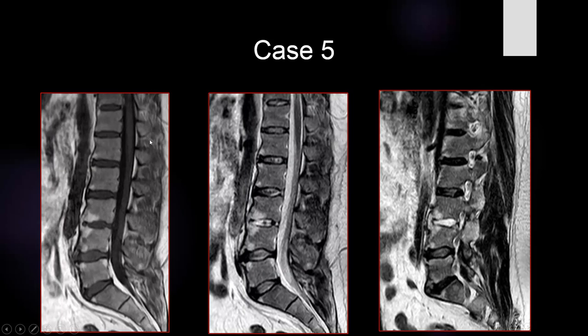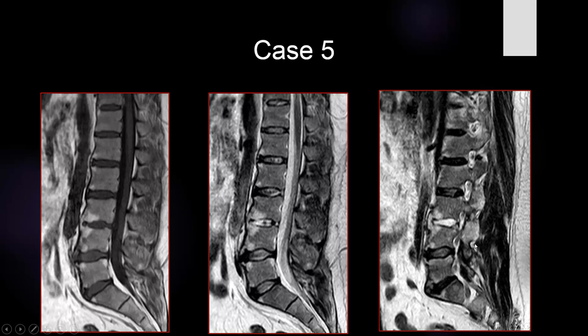Okay, this slide shows the characteristic shiny corner sign of ankylosing spondylitis. We can see here the high, bright T1 and T2 signal in the corner of the vertebrae, which is called the shiny corner sign. And also we can see there is a bright T2 signal of the intervertebral disc, which usually indicates a calcification. And there is also here ankylosing of the facet joint.